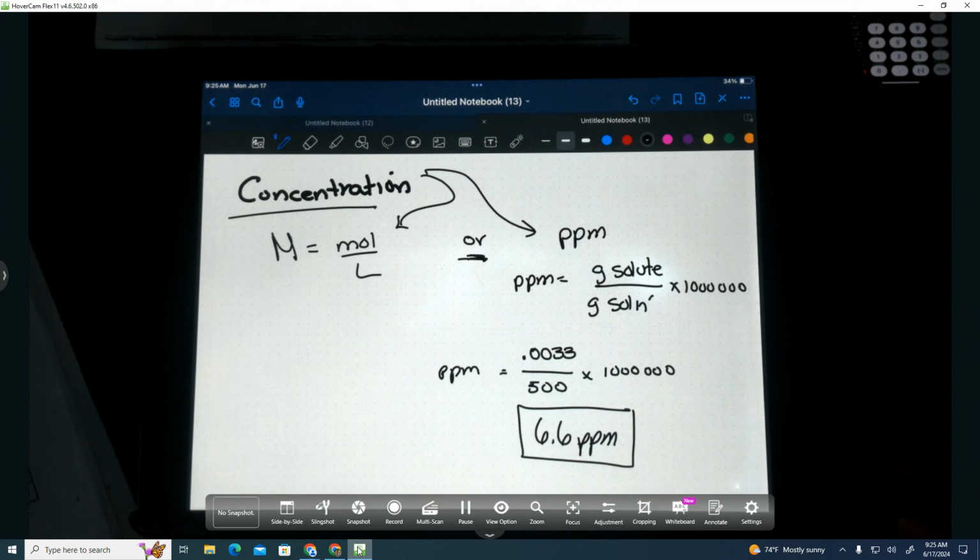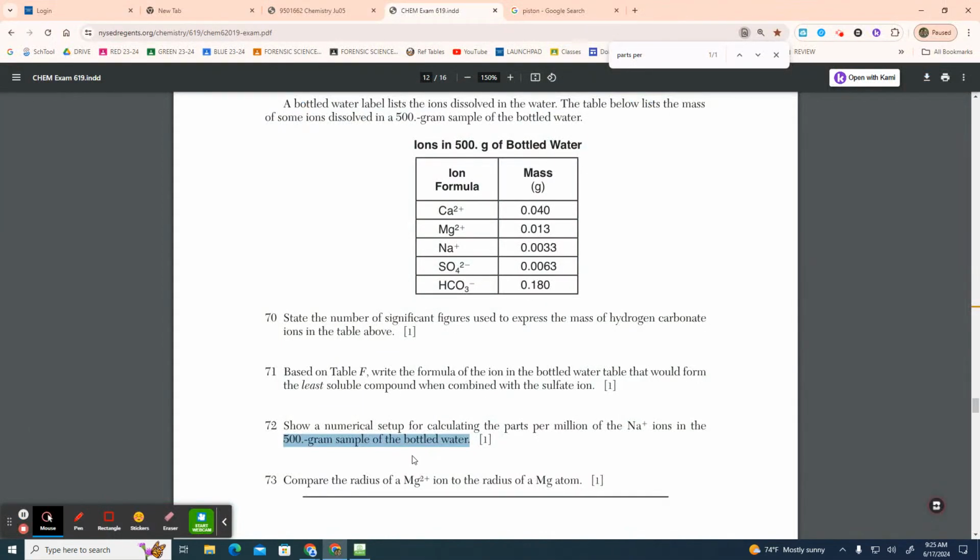Well, you have to know what a solution is. A solution is both of them together. In this case, it said bottled water. They didn't say distilled water. It didn't say pure water. It didn't even say in water. It said in the bottled water. The bottled water is the solution. Ions in 500 grams of bottled water. Those ions are already in that 500 grams of bottled water.